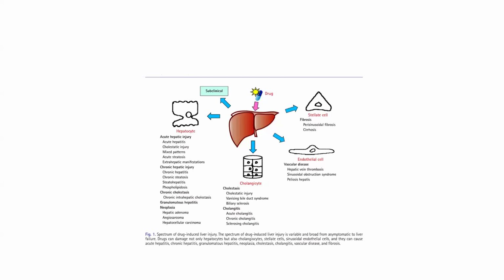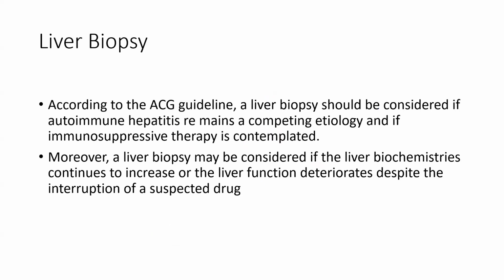So this is the spectrum of drug-induced liver injury. The spectrum of drug-induced liver injury is variable and broad, from asymptomatic to liver failure. Drugs can damage not only hepatocytes but also cholangiocytes, stellate cells, and sinusoidal endothelial cells, and can cause acute hepatitis, chronic hepatitis, granulomatous hepatitis, neoplasia, cholestasis, cholangitis, vascular disease, and fibrosis.